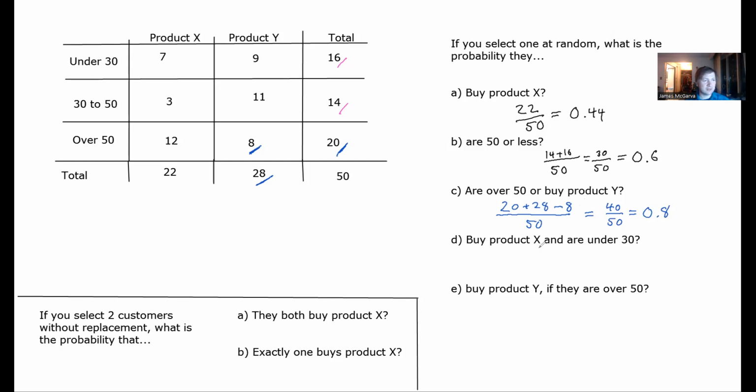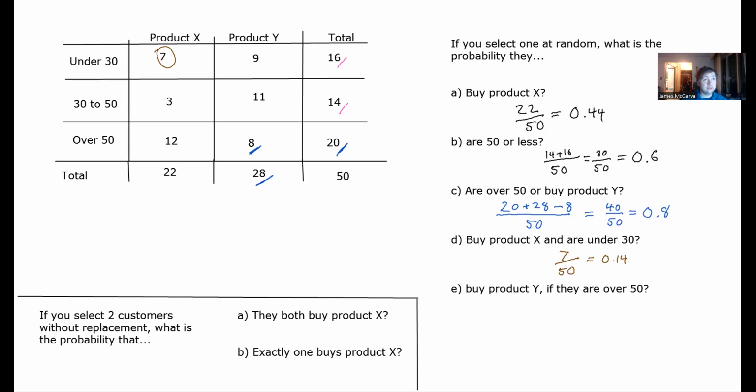What's the probability that they buy product X and are under 30? This one's easy again. ANDs are actually very easy. When you see an AND, that just means it's the overlap, right? They have to be the people who buy product X and be under 30. So that's these 7 people. That's it. Those are the only people who are under 30 and buy product X. So you're just doing 7 out of 50. So 0.14. Everyone else is either buying product Y or they're over 30. So the ORs are a little bit trickier, the ANDs are easier.